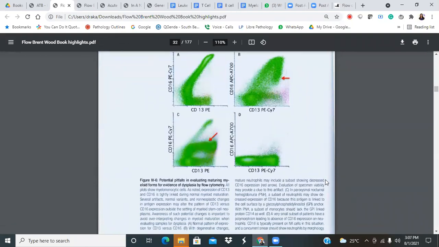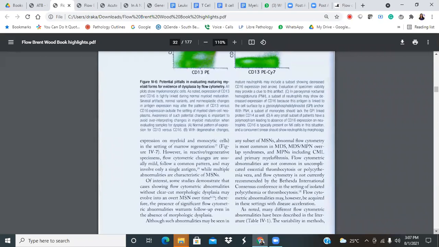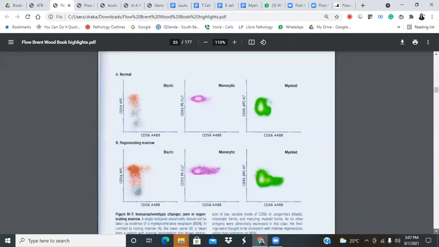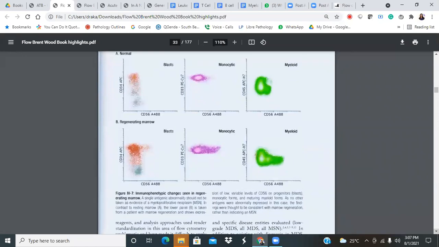And this again, we have seen this before. So this is kind of a left shifted population. So there is less of the 16 positive, these kind of mature cells. There are more of these immature cells. And so again, the 13 is more, and the 16 population is kind of gone. This is a regenerating marrow.